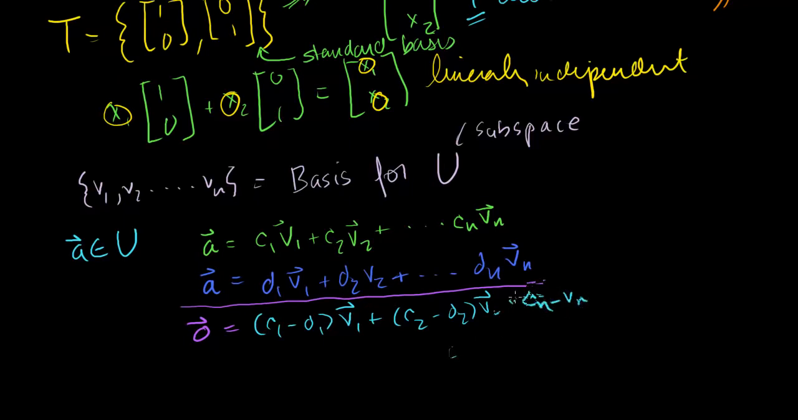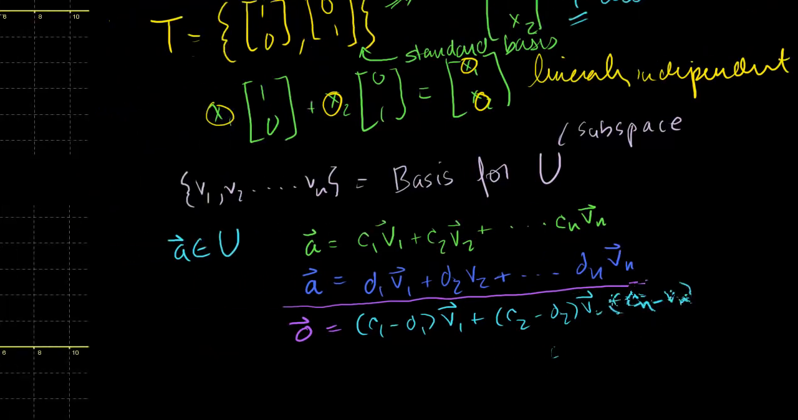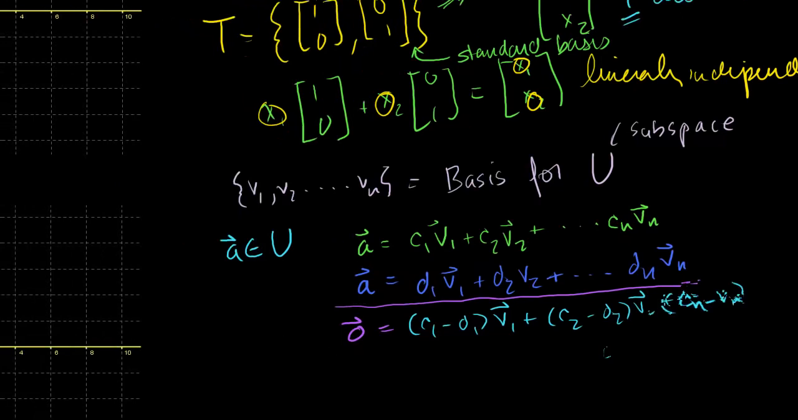It's messing me up. Let me rewrite it on the left right here where it's less likely to mess up. The 0 vector, I'll write it like that, is equal to c1 minus d1 times v1 plus all the way up to cn minus dn times vn. Right? I just subtracted the vector from itself.